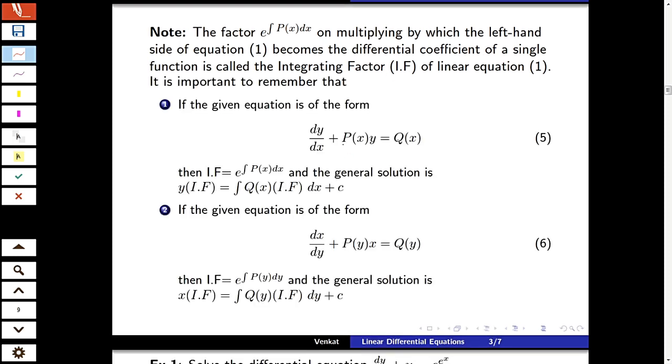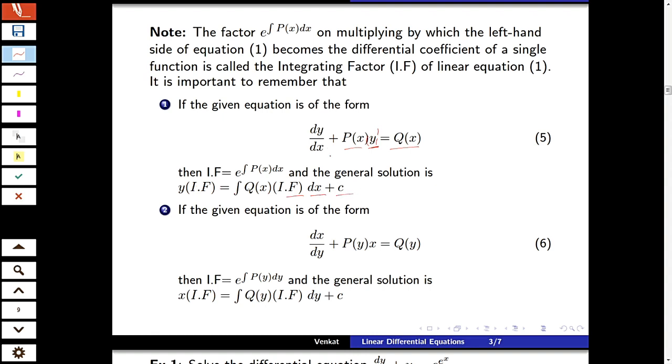It is of the form dy by dx plus p of x and y equal to q of x. It is called linear in y. p of x and q of x are functions of x, maybe e power x, maybe x, whatever it may be. Only y is of degree 1. That is why it is called linear in y. But what is your first step? You need to get the integrating factor and the solution: y into integrating factor equals the integration of q of x into integrating factor.